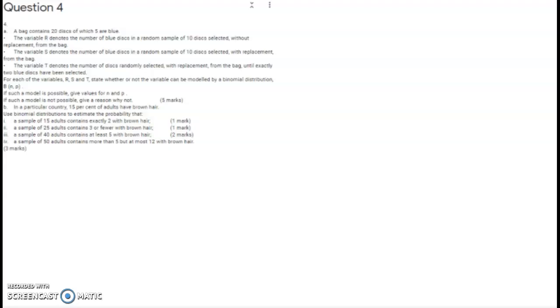We've already looked at the criteria for a binomial distribution today. We've said that there has to be 2 possible outcomes, success and failure. We've said that there must be a set number of trials, n. And we've said that the probability of success, p, must be constant and therefore trials must be independent. So let's look at the 3 variables, starting with R.